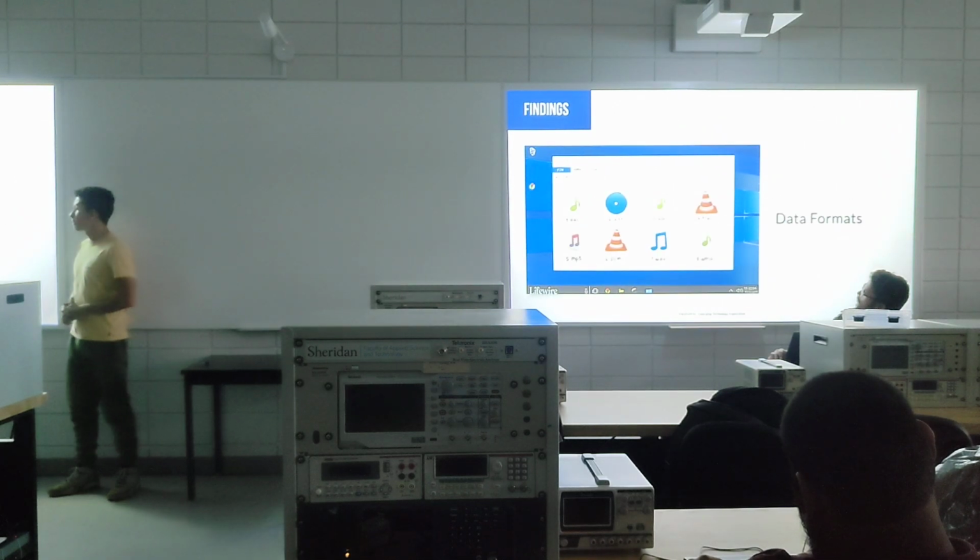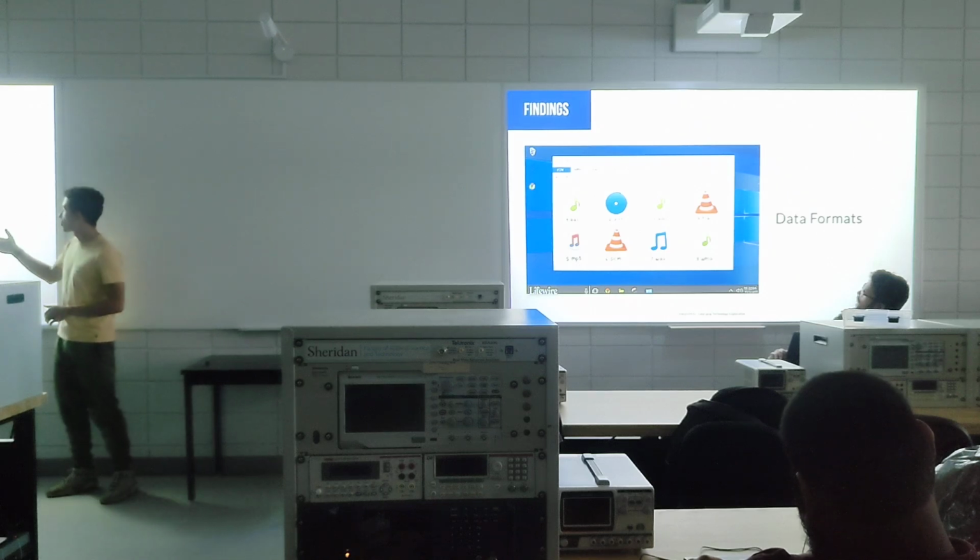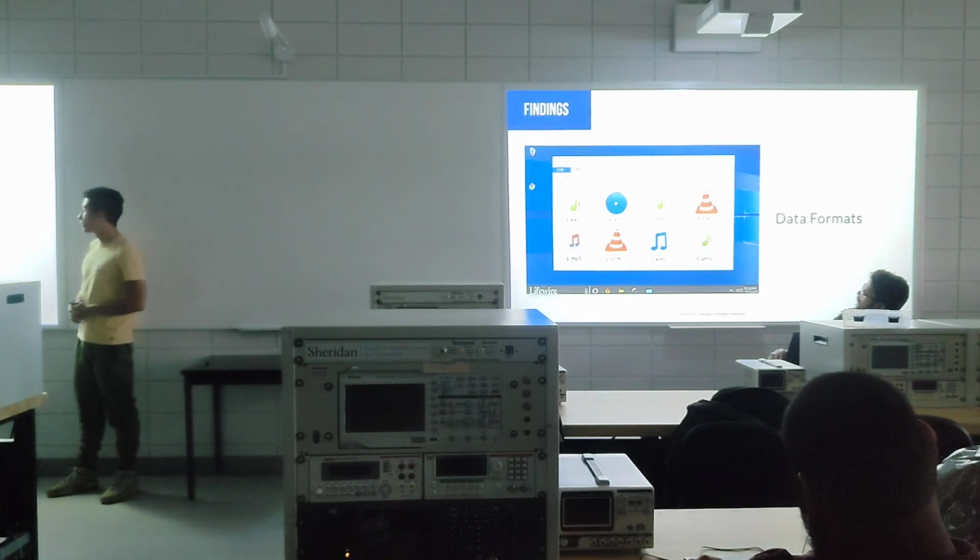There are many types of formats that data comes in. Especially for audio, we have many formats, and that's very important when working with the API. We have to make sure that the data format is correct.